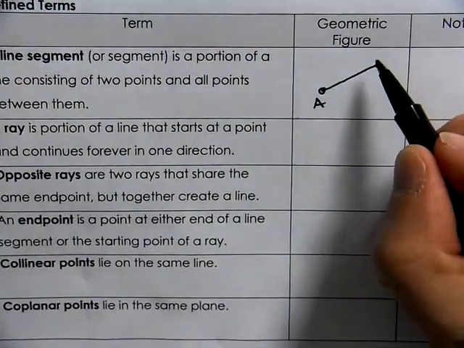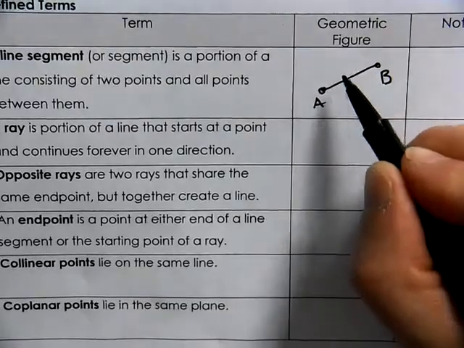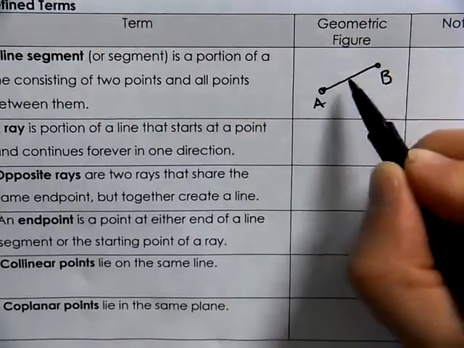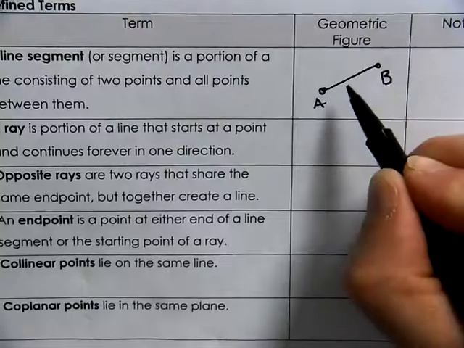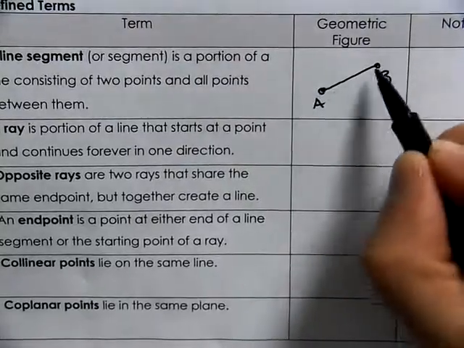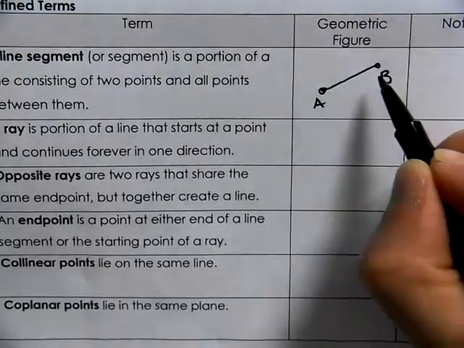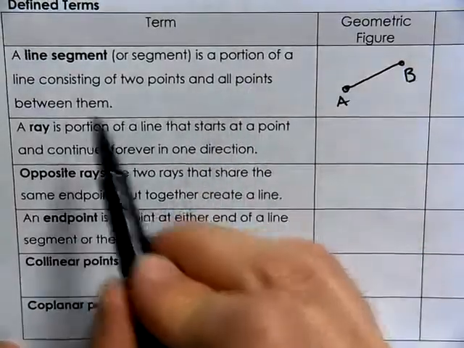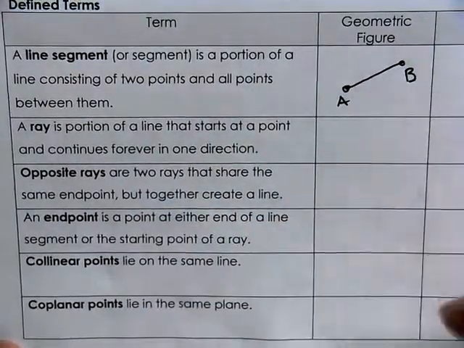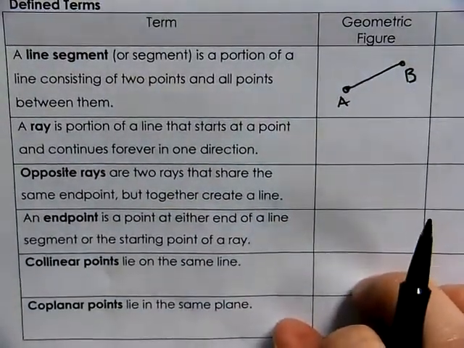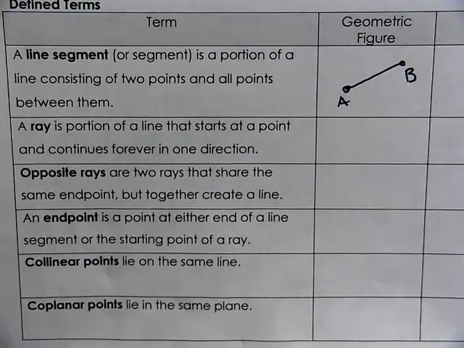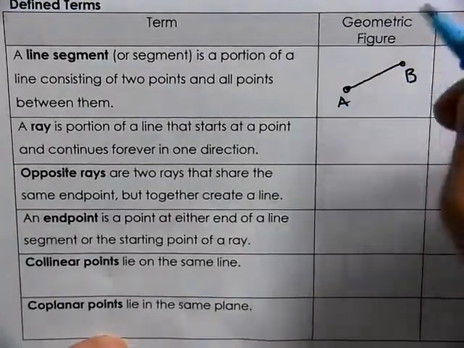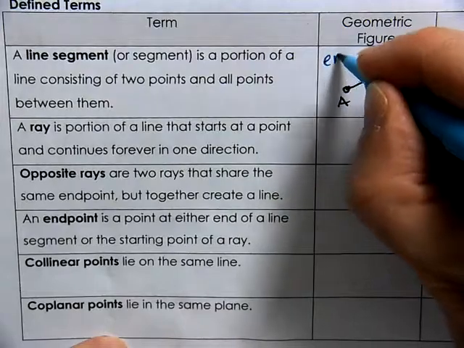And even though we don't draw dots on the line, the idea is that there's an infinite number of dots between A and B. And so these are representing points A and B on the ends, and all points between them. So there's lots and lots of points there. We just don't label every single point. These points on the ends are called endpoints.